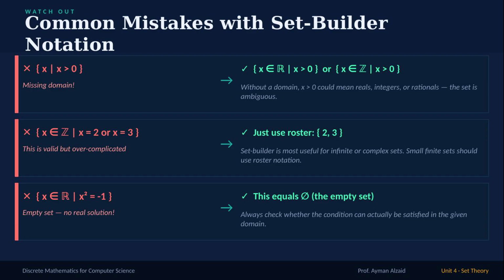Mistake 2, overcomplicating finite sets. If you want the set containing 2 and 3, just write the set containing 2 and 3. Set builder notation is designed for infinite or complex sets, not simple finite ones. Mistake 3, impossible conditions. Writing the set of x in the reals such that x squared equals -1. No real number has a negative square, so this set equals the empty set. Always verify that your condition can actually be satisfied by at least one element in your domain.